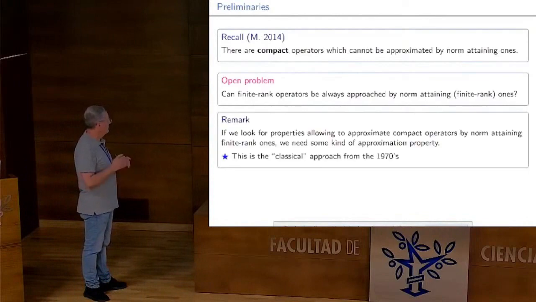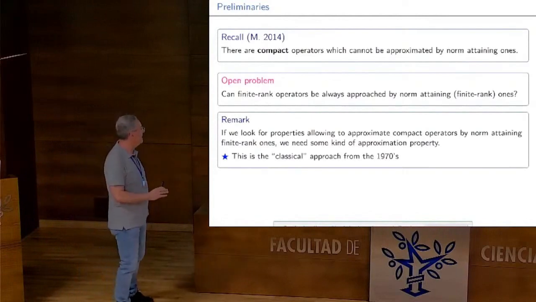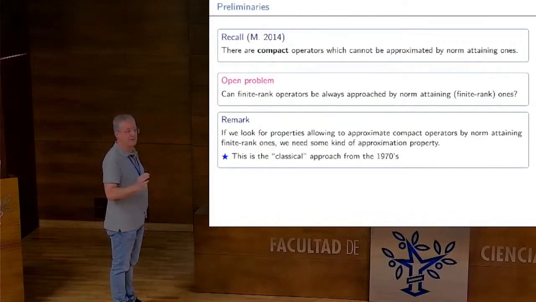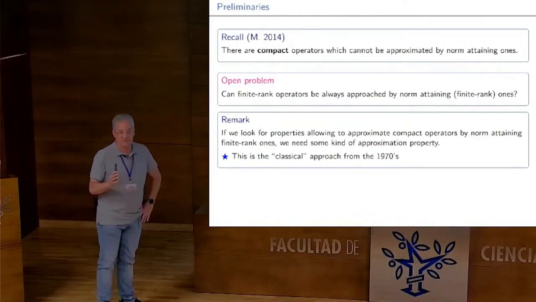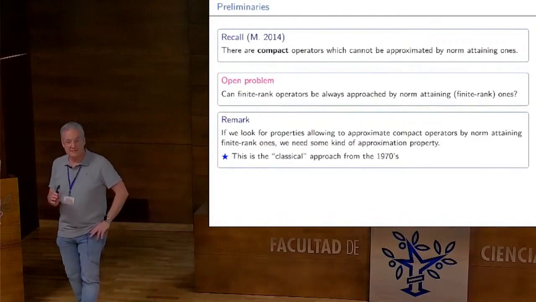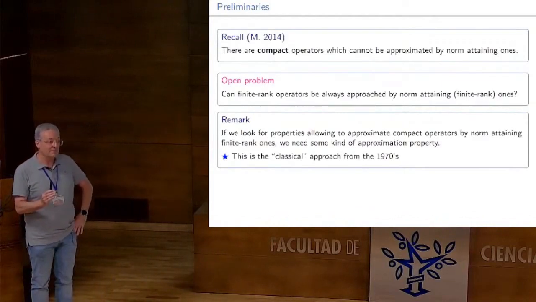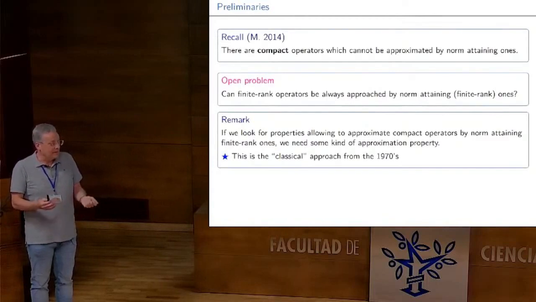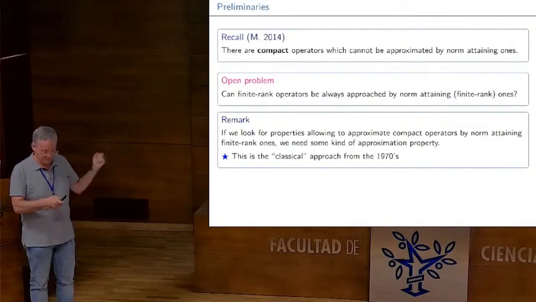So the problem is: can finite rank operators always be approximated by non-attaining finite rank ones? If we look for properties allowing us to approximate compact operators by non-attaining finite rank operators, then we need some kind of approximation property. That was the classical approach of the 70s. The papers from the 70s tried to show that compact operators attaining the norm are dense, proving that compact operators can always be approximated by finite rank non-attaining operators. So you need some kind of approximation property, and what they did was to use strong approximation properties to get this result.